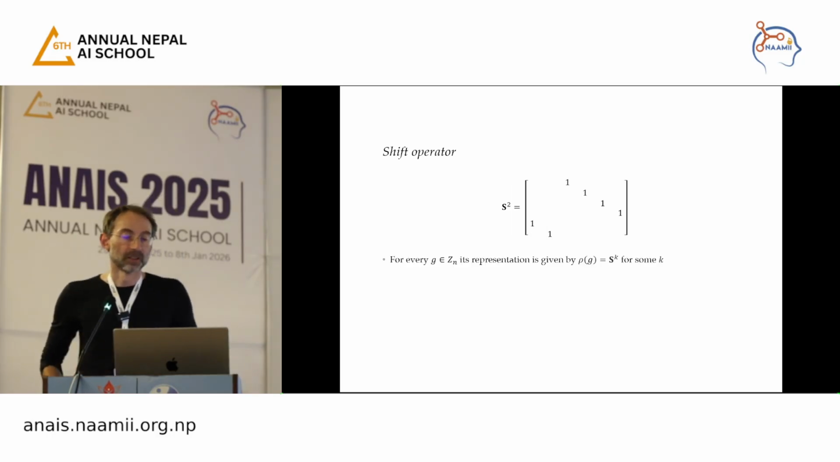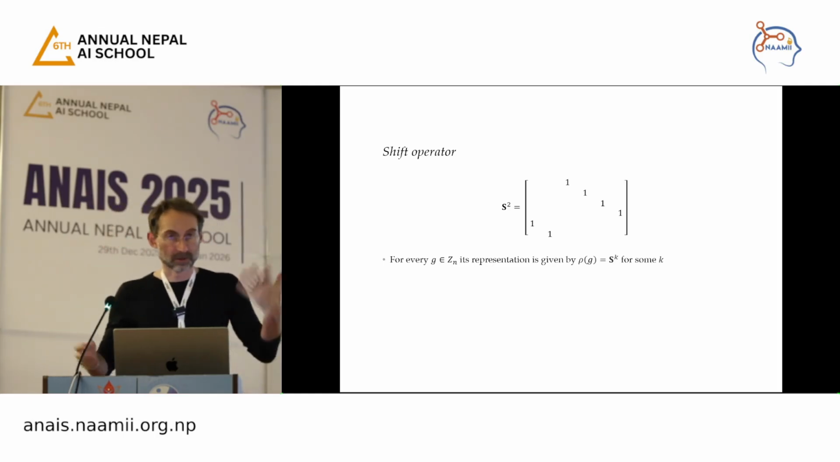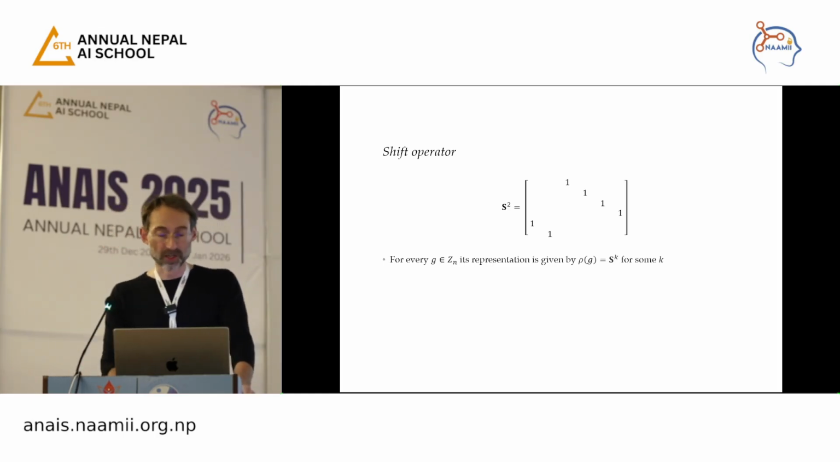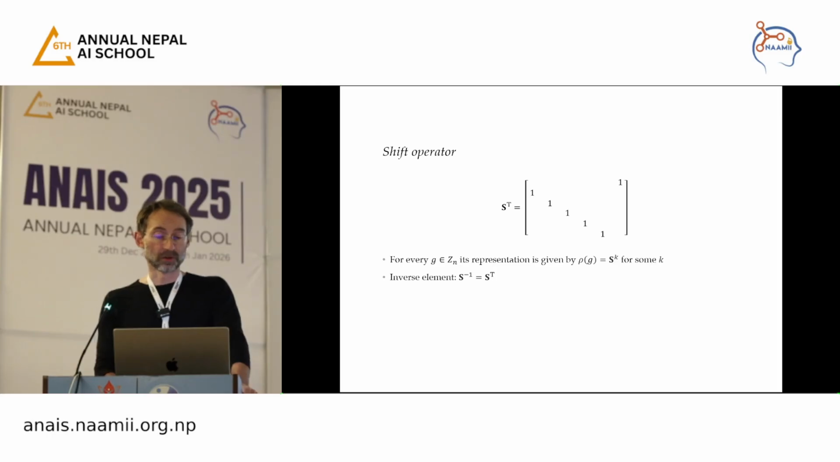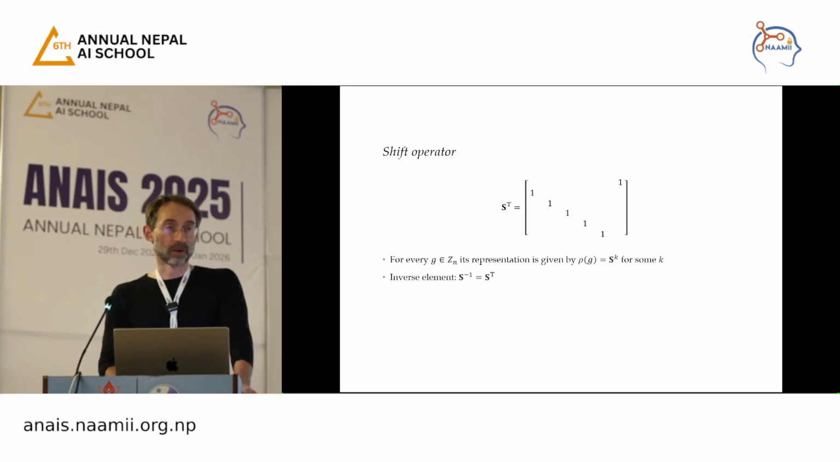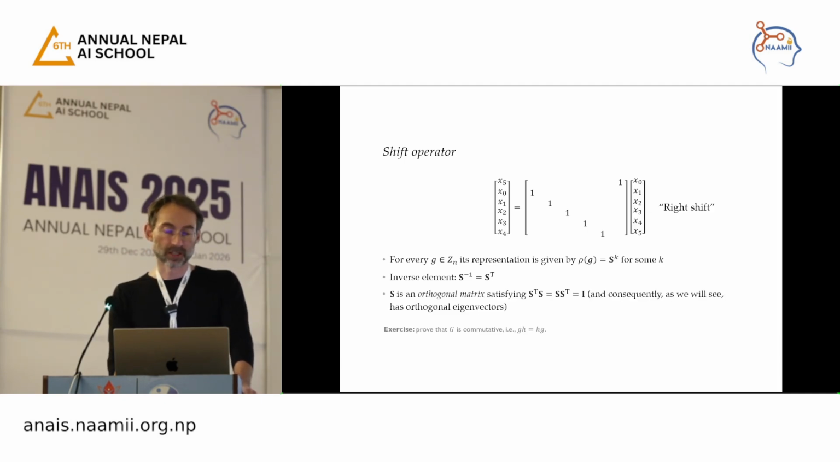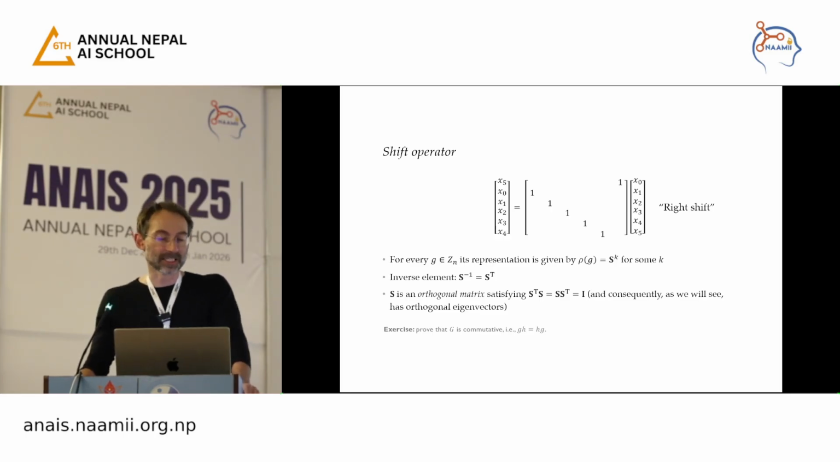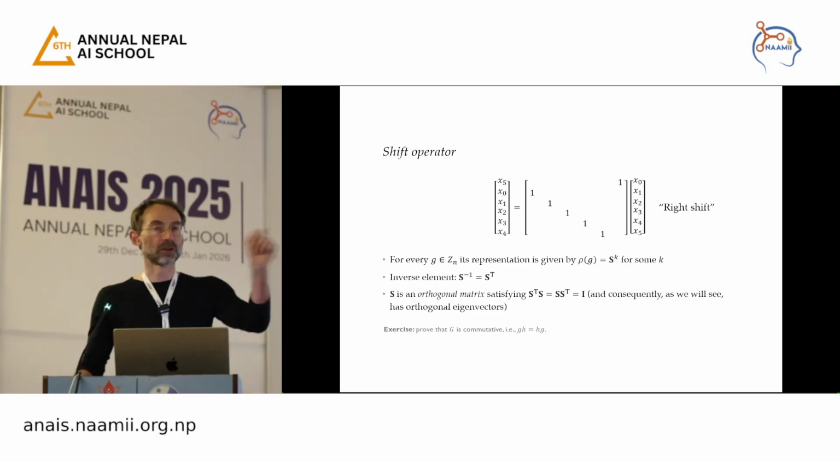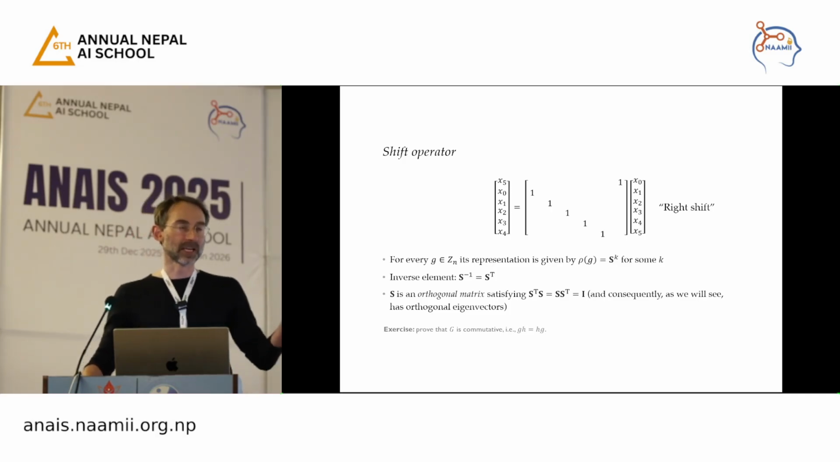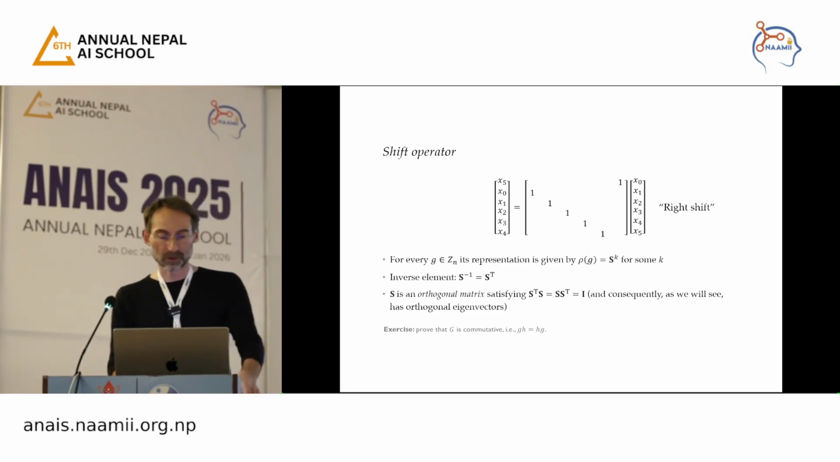And for every element of the group, I can basically just take the power of the shift operator, right, for some k. The inverse element is the matrix transpose, right? So if I transpose the shift operator, I will get the shift in the opposite direction, right? So this is the right shift, right? So that's the inverse element. And also, you can easily see that S is an orthogonal matrix, right? So S transpose S equals identity, right? So shift left followed by shift right is identity, or shift right followed by shift left is also identity, okay?